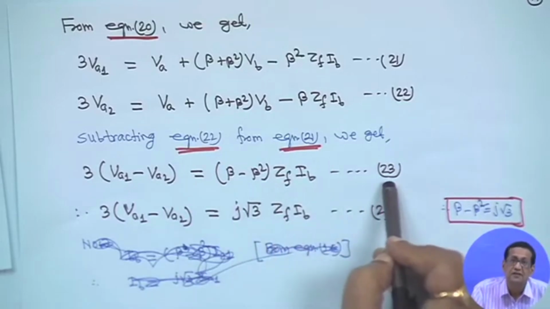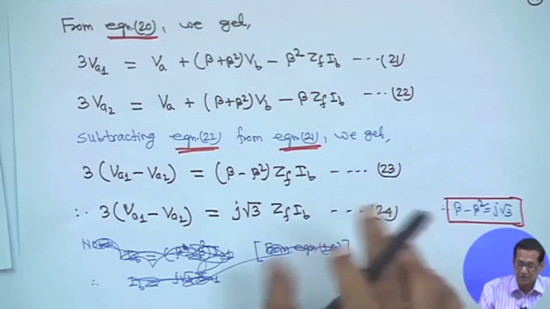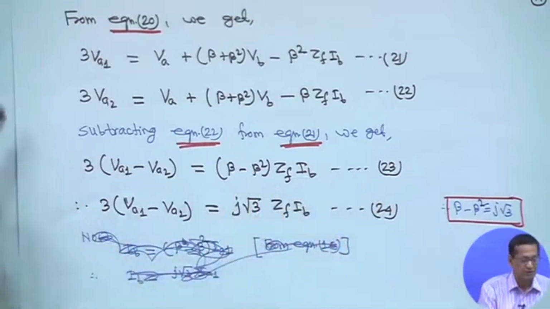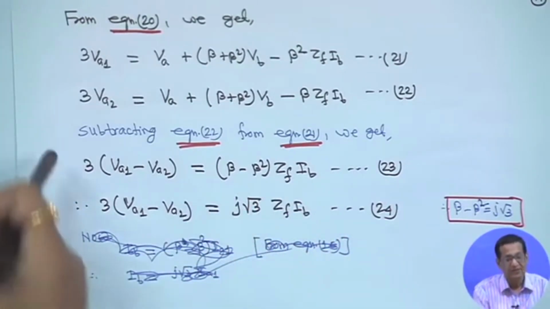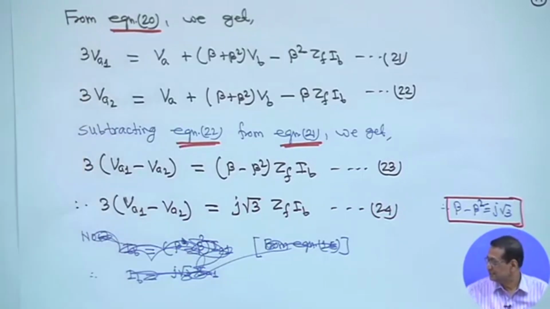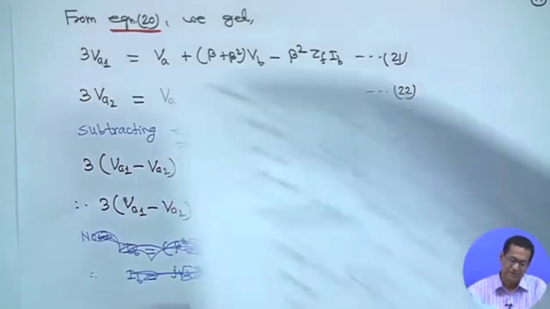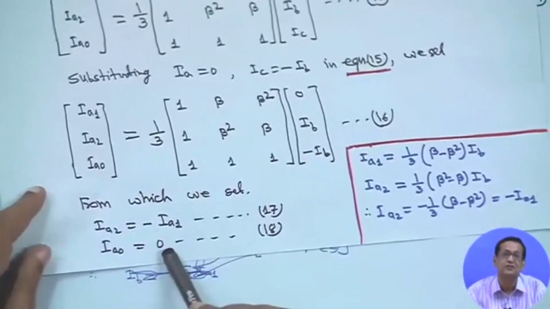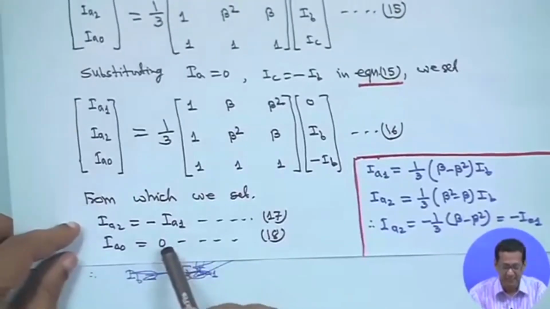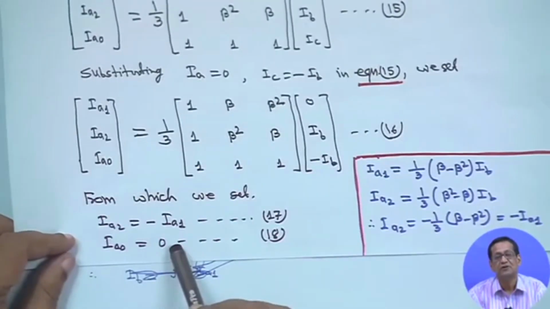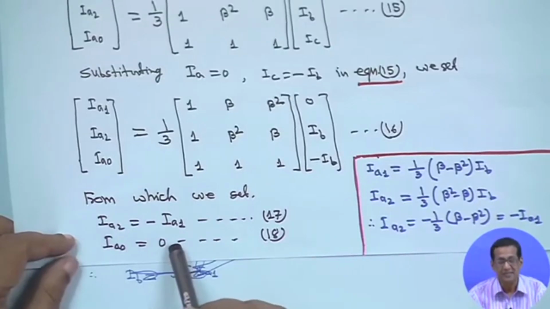This is equation 23. Look, we are not doing anything on VA0. The reason is very simple, that initially we have seen that zero sequence current IA0 is equal to 0. That means, in that equivalent circuit, the zero sequence network will not appear for line to line fault, because IA0 is equal to 0.